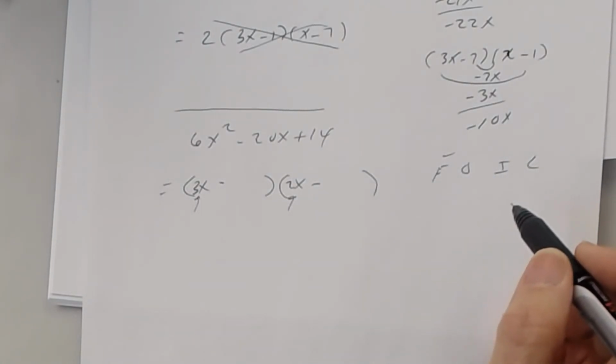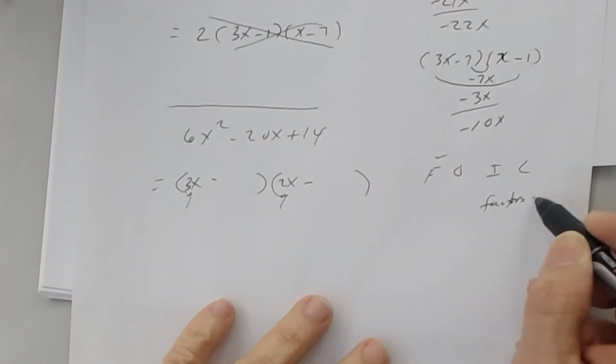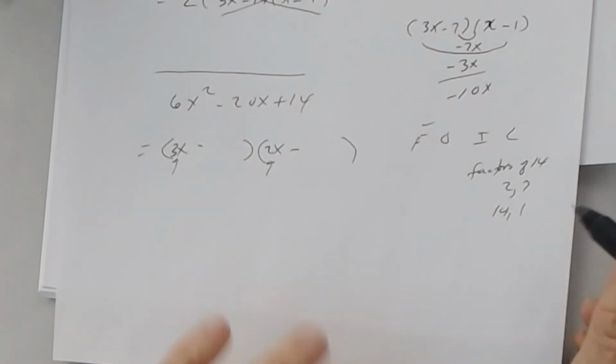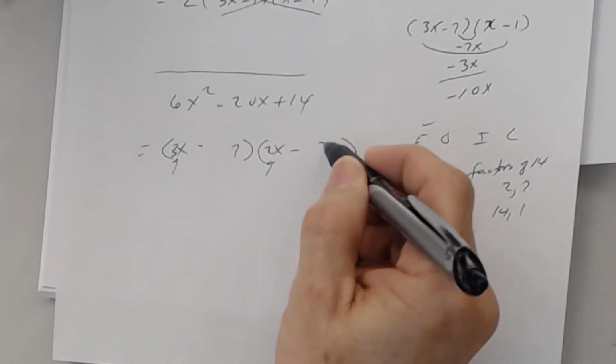What do you want to try? Factors of 14. 2 and 7. 2, 7, 14, 1, right? Yeah. What do you want to try? 2 and 7. Okay. So let's put the 7 here, the 2 there.